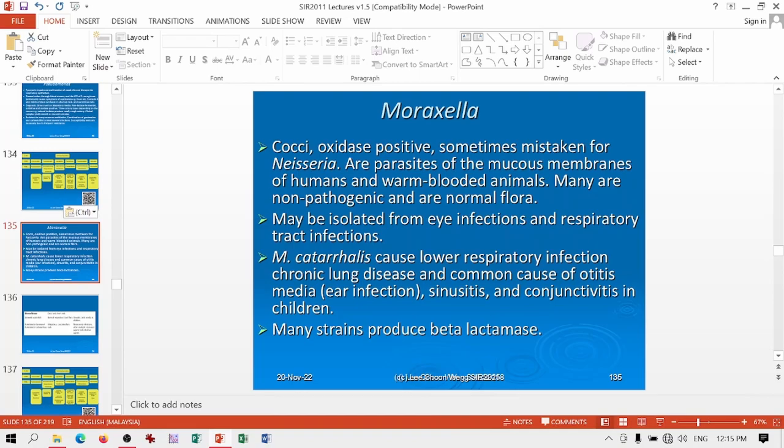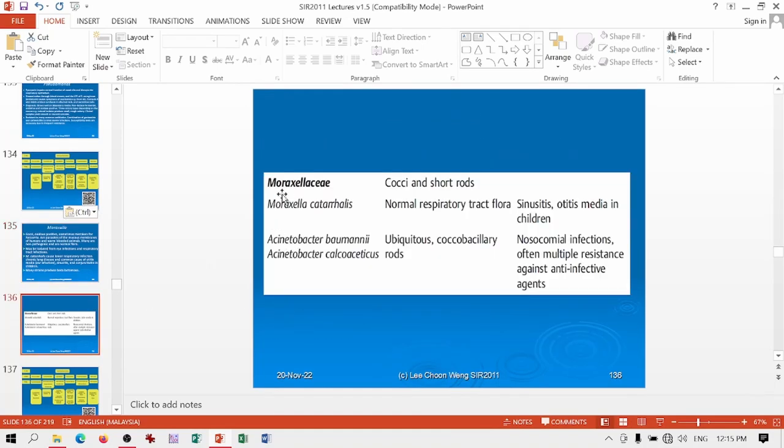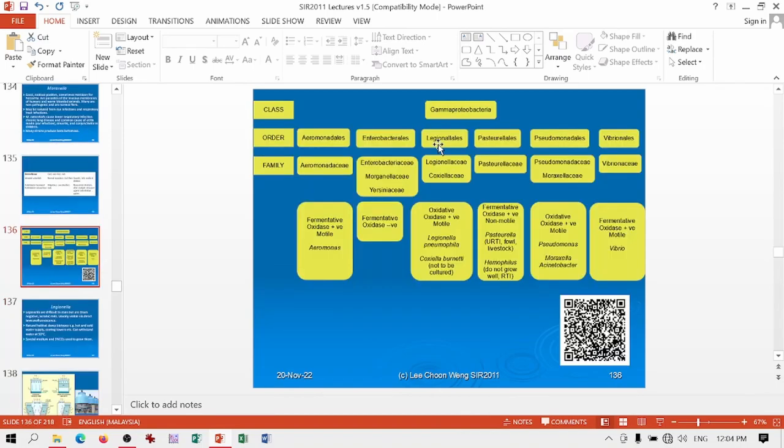And many strains are now antibiotic resistant and produce beta-lactamase. So under Moraxellaceae, we have Moraxella and also Acinetobacter. Acinetobacter is also very important as a cause of nosocomial infections and often has multiple resistance. Now we will look at the order Legionellales.